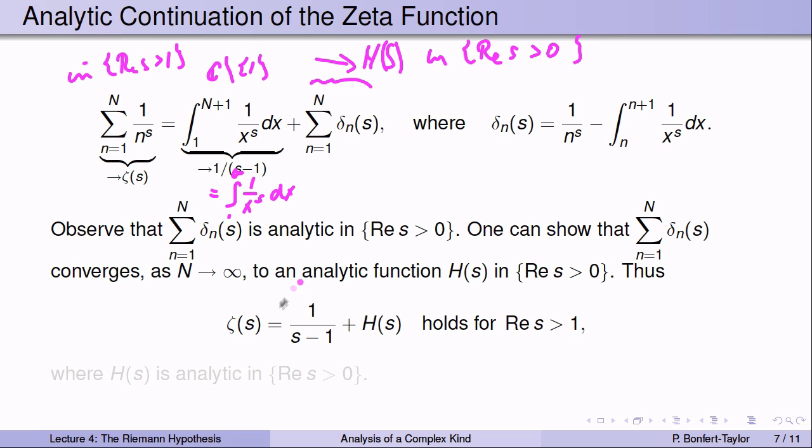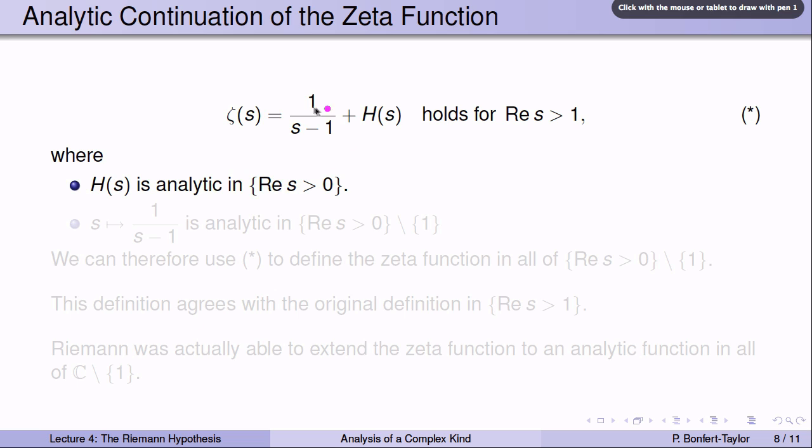So in the limit, we find that zeta of s, which is the limit of the left-hand side, is equal to 1 over s minus 1 plus h of s. This definitely holds for real part of s greater than 1 because that's where the zeta function is defined. But the function h is actually analytic in real part of s greater than 0. And this guy here is analytic in the whole complex plane minus the point 1. So the right-hand side lives in a much larger region than what the left-hand side is defined.